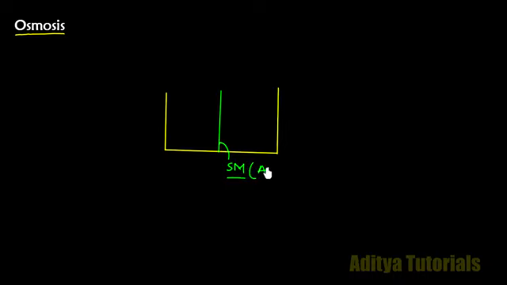Okay, so for that I need a container. So here a container is there. I will take a little bit large container. This container contains a partition, and this partition is made by a semi-permeable membrane. This is a semi-permeable membrane. I'm going to write here SM, semi-permeable membrane. And you know that the semi-permeable membrane allows only solvent molecules, not solute particles. I will write here, allows only solvent, not solute.